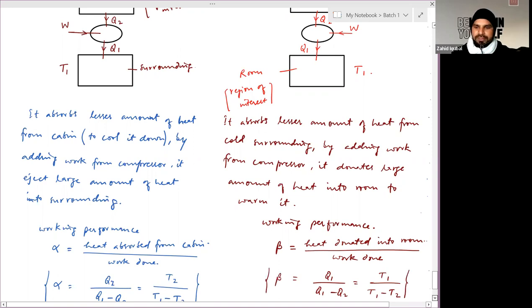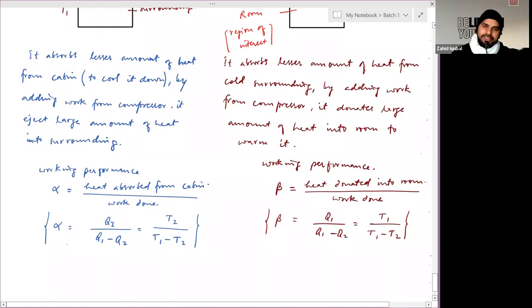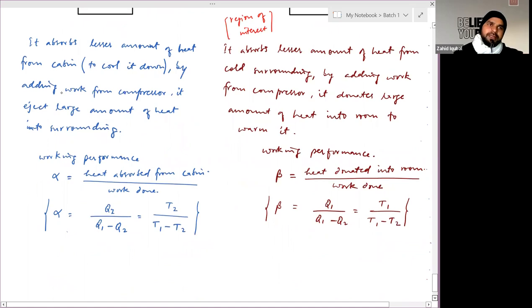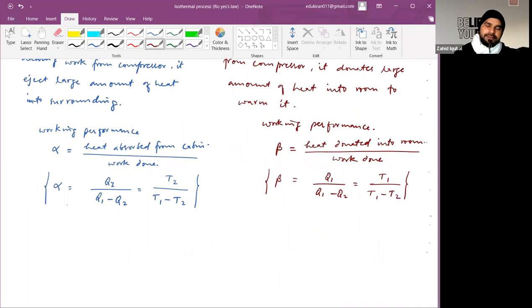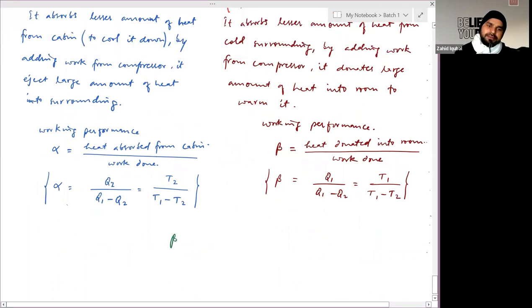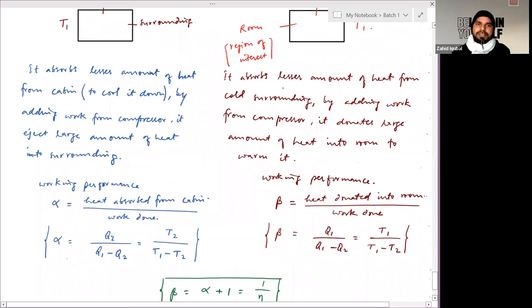Now we have three different engines. First one was the heat engine, second is the refrigerator, and third is the heat pump. So to relate all these three together, beta equals alpha plus 1, which equals 1 by eta. This is the relation between these three different engines. Just write it down.